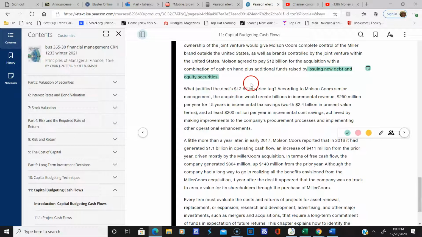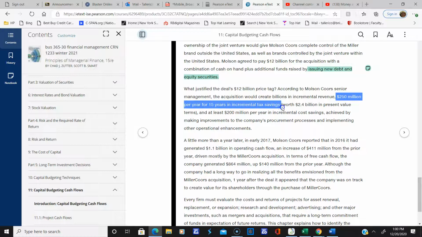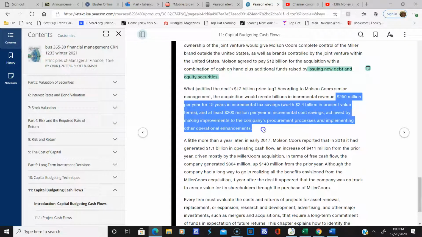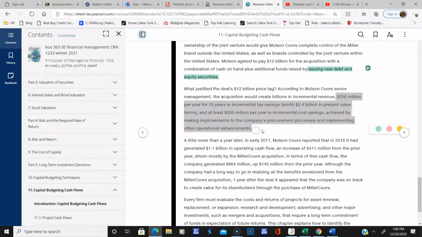All right. So what justified the deal's $12 billion price tag? According to Molson Coors senior management, the acquisition would create billions in incremental revenue over time, $250 million per year for 15 years, in incremental tax savings worth $2.4 billion in present value terms, and at least $200 million per year in incremental cost savings achieved by making improvements to the company's procurement processes and implementing other operational enhancements.